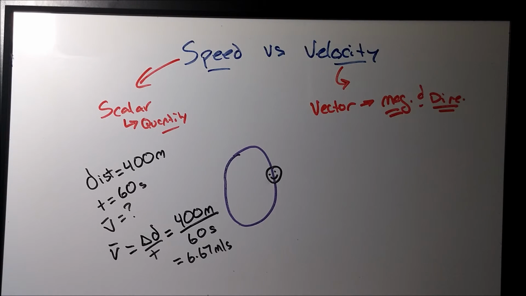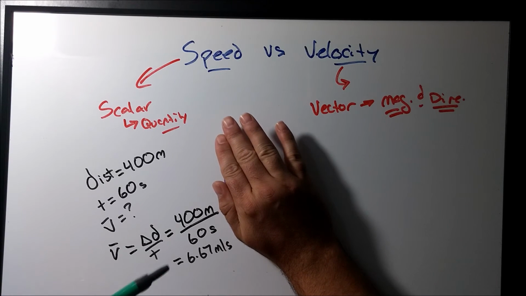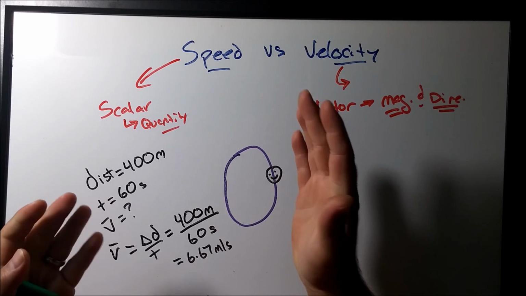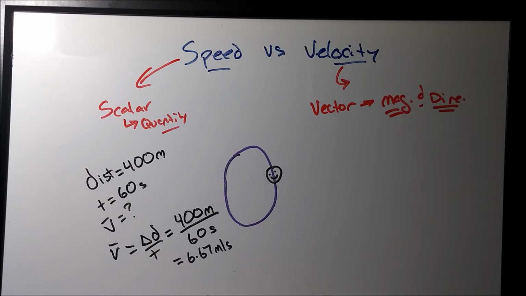That's pretty good. Notice how it doesn't matter which way I'm going. This isn't saying north, east, south, or around in a circle. If I were just to cover this up and say, hey, look at that, this guy is traveling with a speed of 6.67 meters per second. I don't know where I'm going. I just know how much ground I'm covering in a given second.